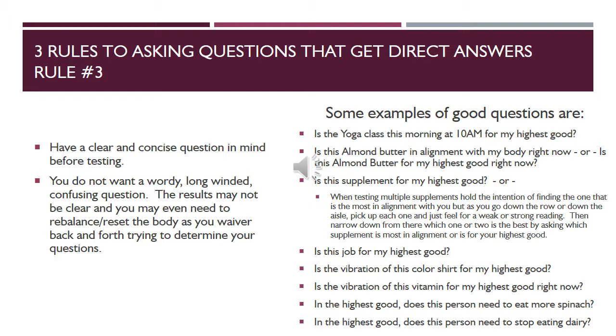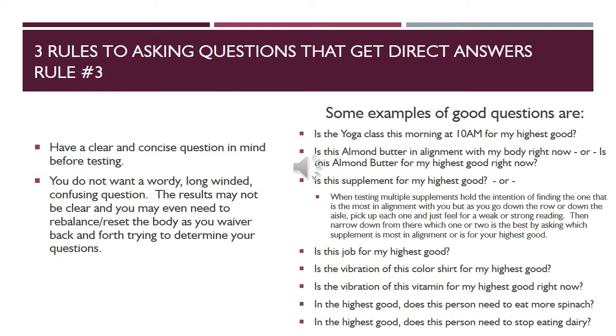Rule number 3, to make sure that you are getting direct and clear answers, is to make sure you have a clear and concise question in mind before testing. You do not want a wordy or long-winded, confusing question. The results may not be clear, and you may even need to rebalance or reset the body as you waver back and forth trying to determine your questions. So if you do find yourself being unclear or not being able to really verbalize your question, I suggest you go back to the energy reset technique and reset for mental clarity and for vibrational clarity before you form the question in your mind. And that will definitely help you to get a clear answer.